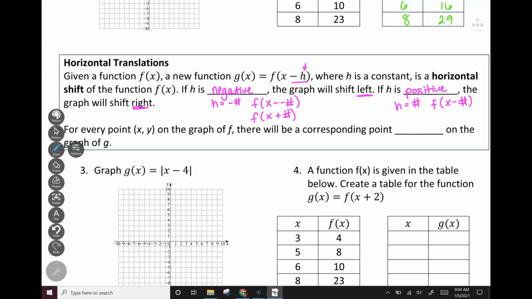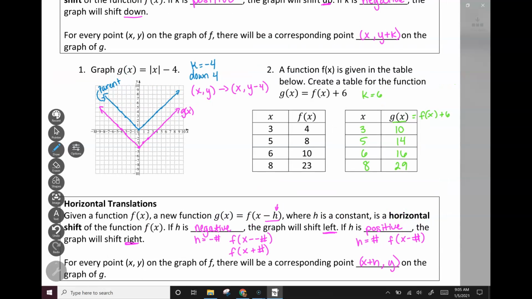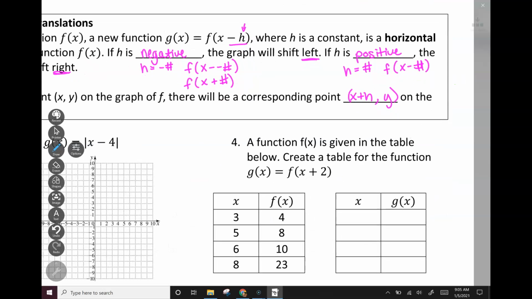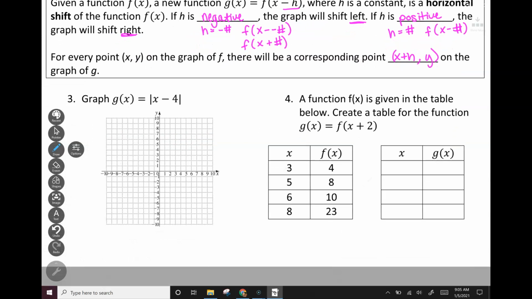For every point (x, y) on the graph of f, there will be a corresponding point (x plus h, y) on the graph of g. So just like how you can add the k to each y value to get the new point, you can add h to each x value to get the new point for horizontal translations.